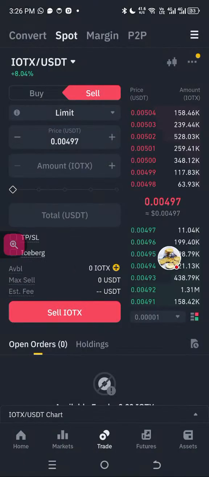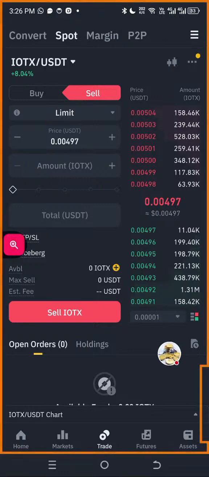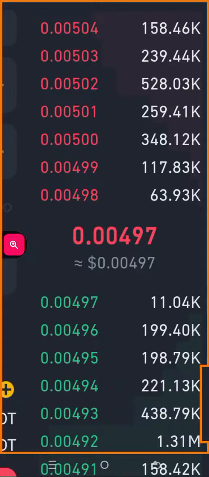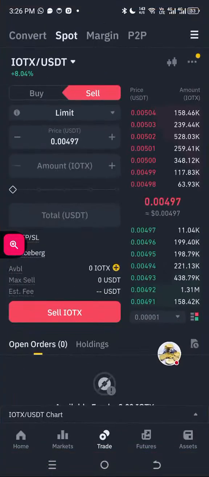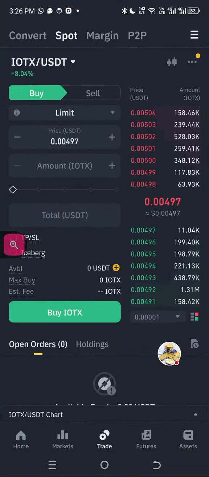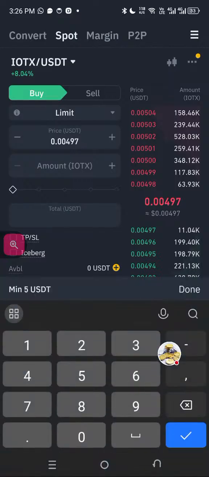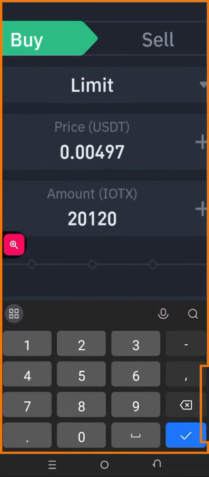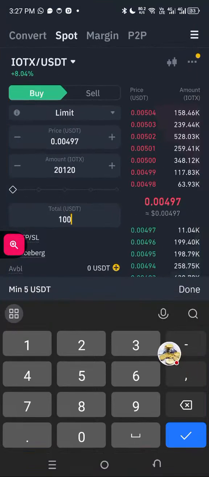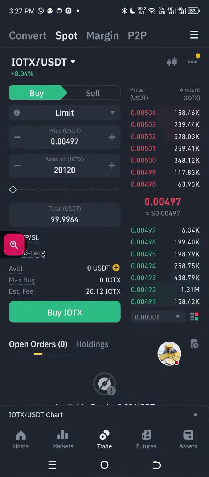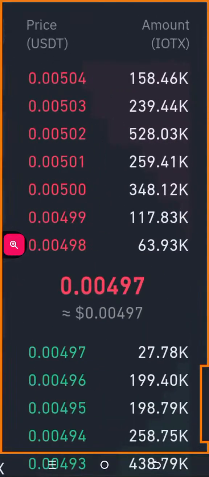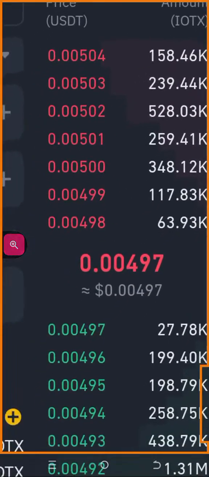IOTX. Okay, so we will use our $100. IOTX is currently how much here now? 0.00497. Okay, so IOTX, I need to buy it. Let's put $100 here. The $100, like I said, is just so that I can use it to calculate very quickly. So it says that we need to buy 20,120 pieces. Okay, no problem. Do we have that much? Can we buy it immediately? Yes, we can buy it immediately.